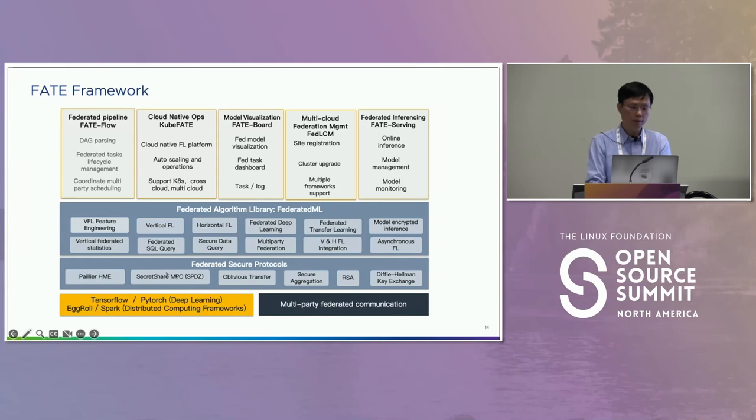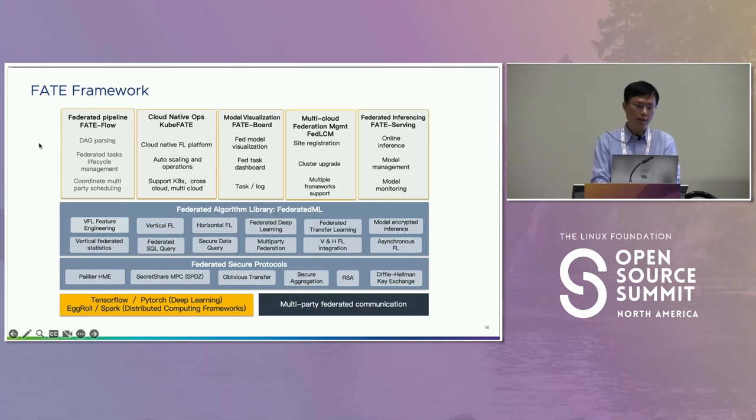We have built six kinds of secure protocols, like Paillier half homomorphic encryption, secret sharing MPC, oblivious transfer, secure aggregation, and so on. This is the foundation layer for the underlying security protocols implemented in Project FATE. On top of it, we have about 30 plus built-in algorithms for different federated learning scenarios, like vertical FL, horizontal FL, and federated deep learning. Users can use them out of the box, such as linear regression, decision tree, or any CNN or deep learning model.